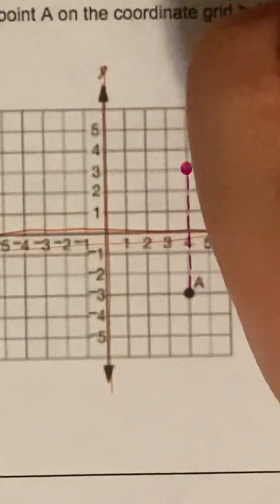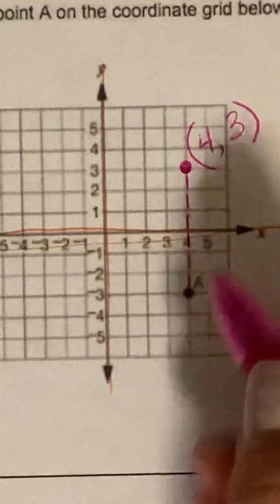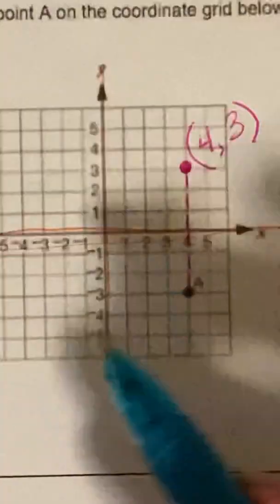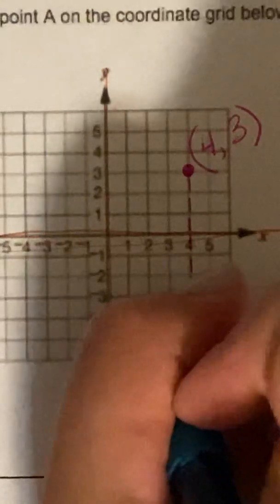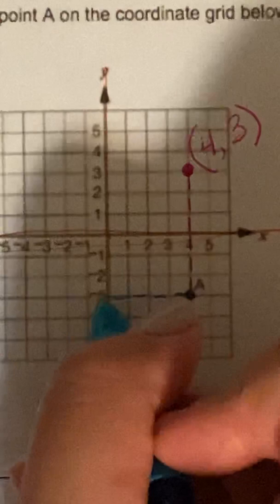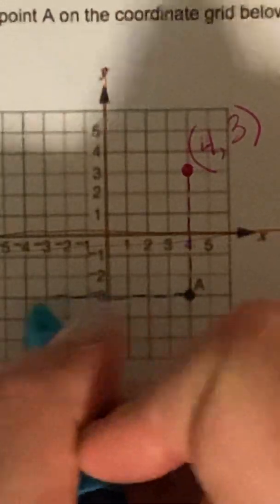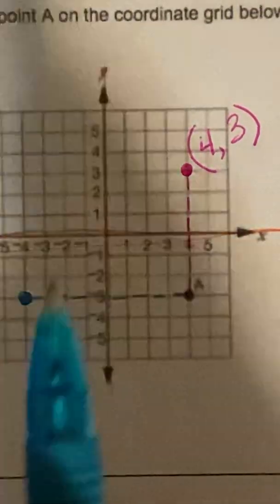So that could be a possible answer. Or they could go the other way. How many units away would A be from the y-axis? 1, 2, 3, 4. So it's going to be 4 units away on this side as well. 1, 2, 3, 4. So it could also be at (-4, -3).